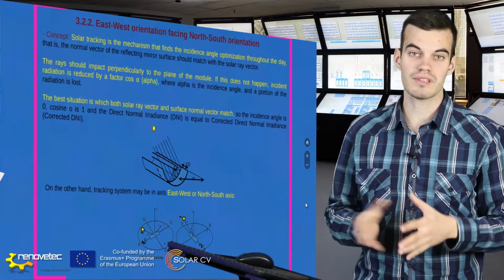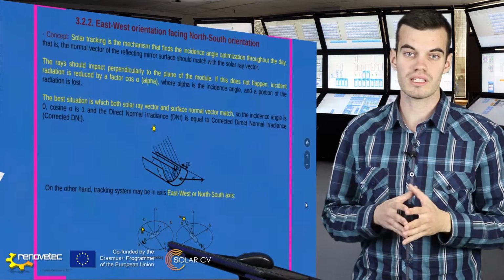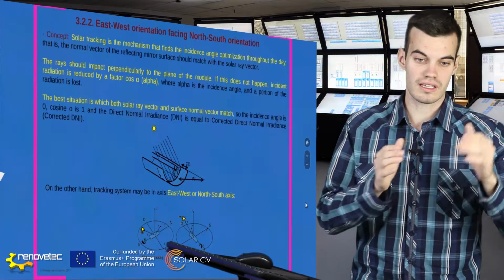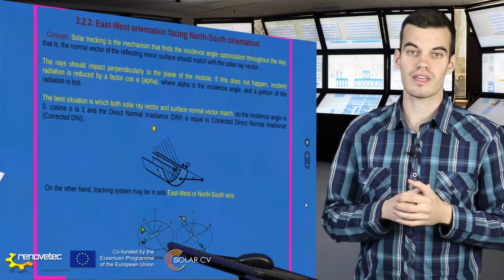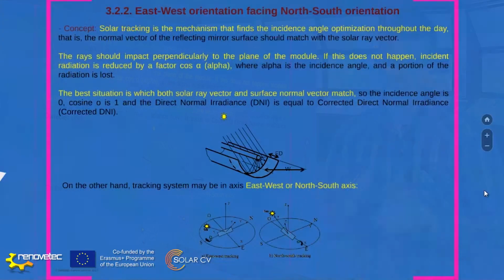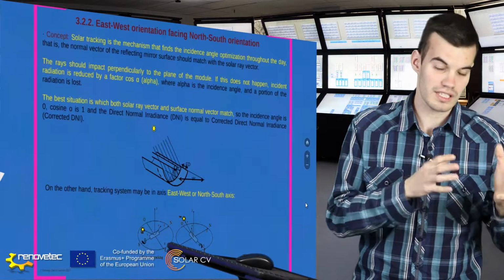Solar tracking is the mechanism that finds the best incidence angle, because as we saw in the previous unit, the best situation is one in which the normal vector of our parabolic trough matches the direction of our solar ray. The best situation is in which both match and the incidence angle is 0, and the cosine of 0 is 1. So the DNI, the direct normal irradiance, is going to be the same as the direct normal irradiance with this corrected factor.